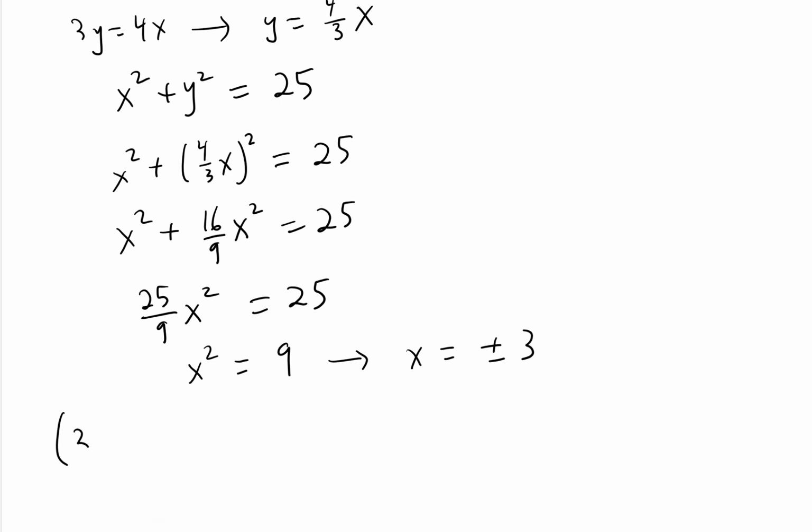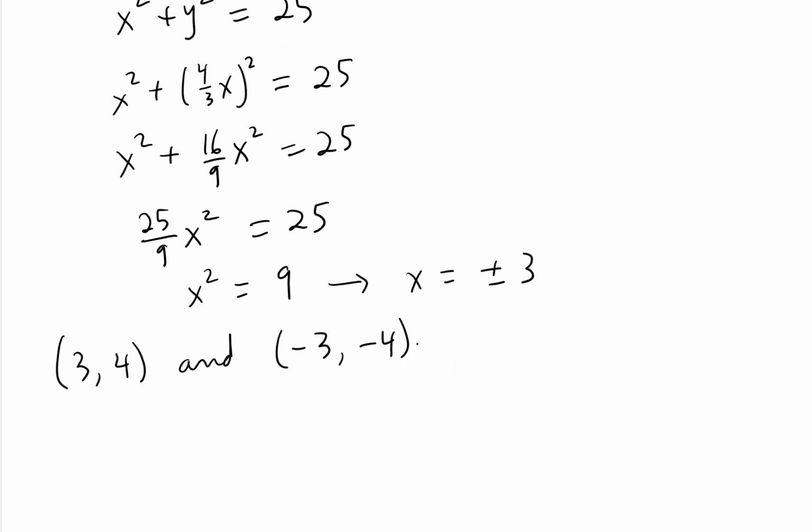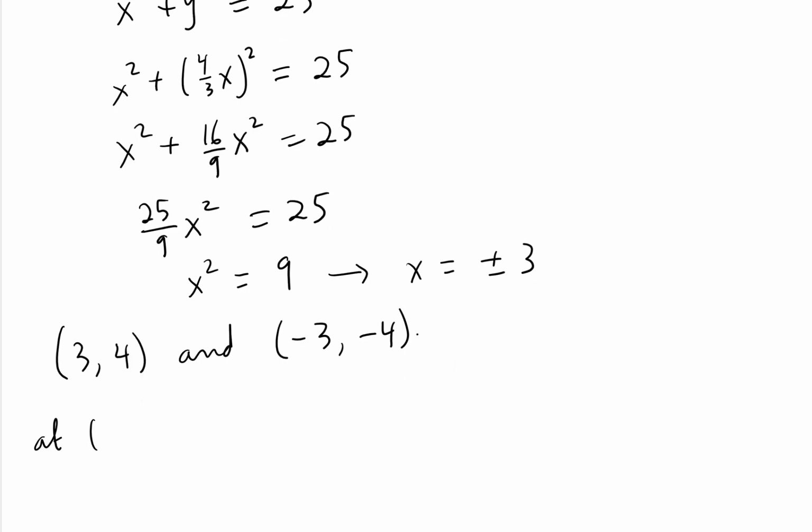When x is 3, substitute that back into the equation of the line: y is 4. And when x is negative 3, y is negative 4. So these are the points of intersection of the two curves. They intersect at 2 points. And as you know, one of them is a straight line and the other one is a circle. So let's look at them one point at a time.